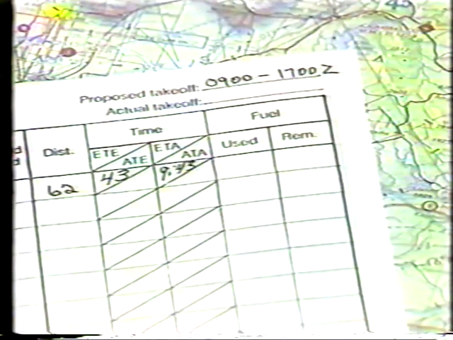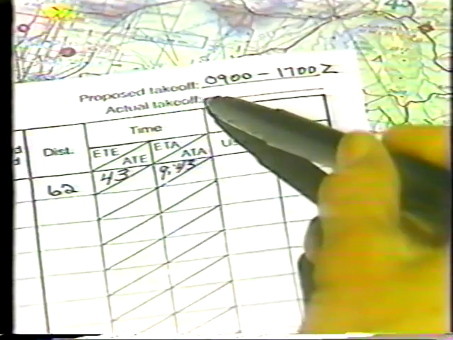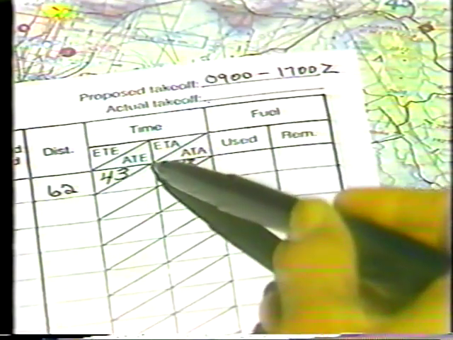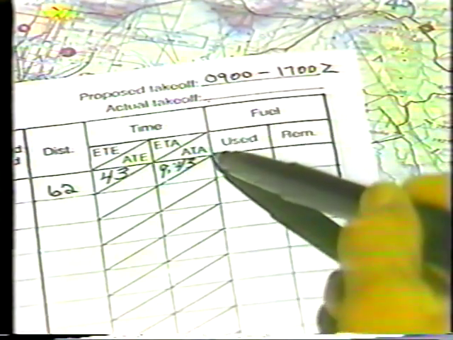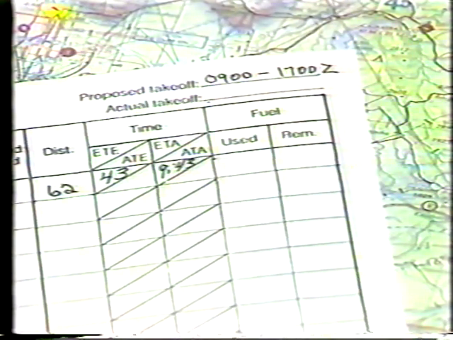Note that these are estimated times, and there is a specific place for the actual time of takeoff, the actual time en route, and the actual time of arrival. Those figures are entered as they occur in the flight.